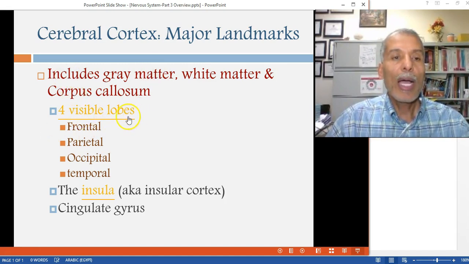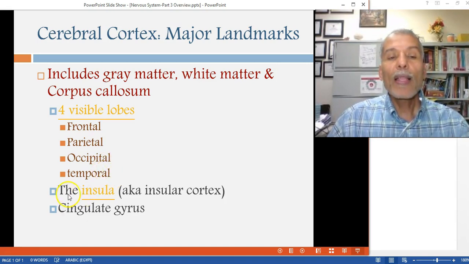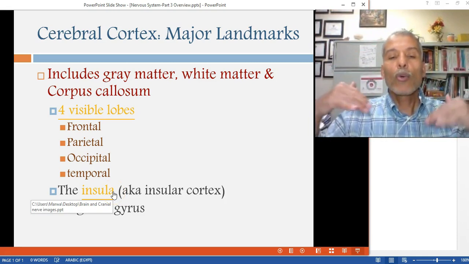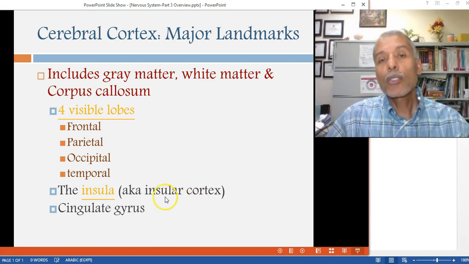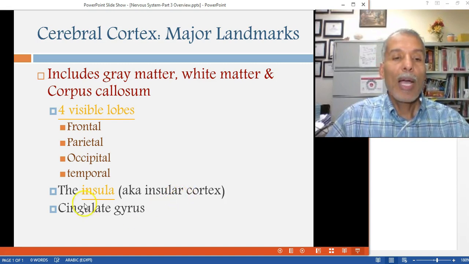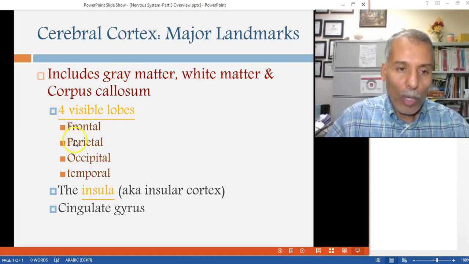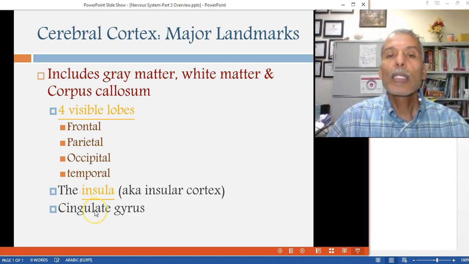Each hemisphere has 4 visible lobes: the frontal lobe, parietal lobe, occipital, and temporal lobe. And then there's one that is buried under the foldings, and we call it the insula because it is insulated, it's kind of buried beneath. Sometimes it's called the insular cortex. And then we have the cingulate gyrus. So how many parts does the cerebral cortex have? Here's 4 lobes, 1, 2, 3, 4, and the insula, 5, and the cingulate, 6.